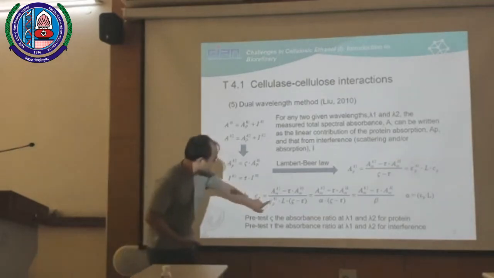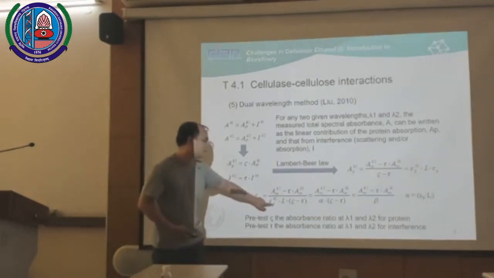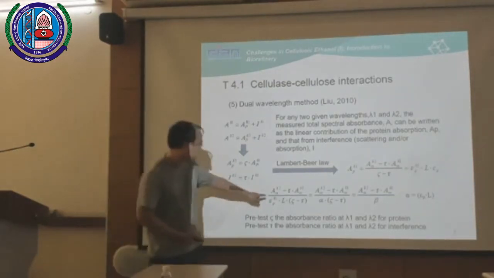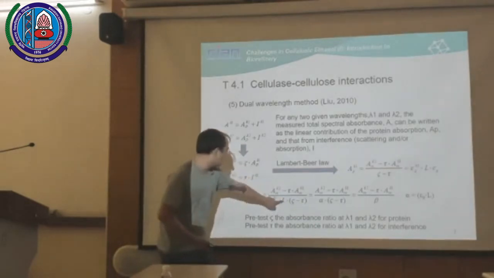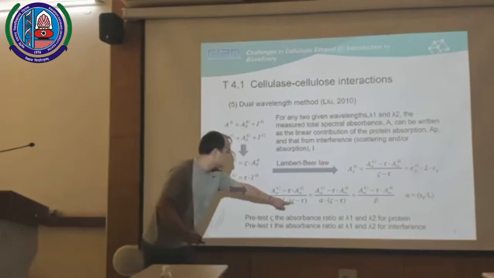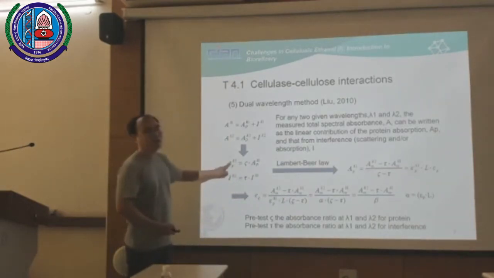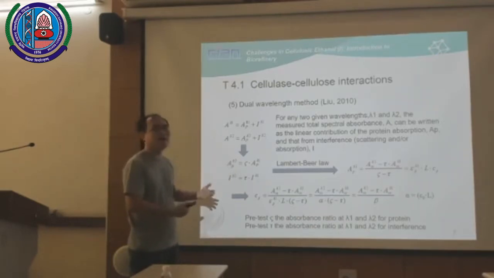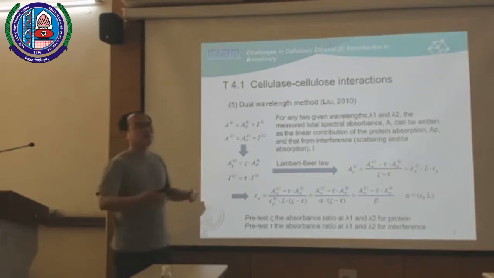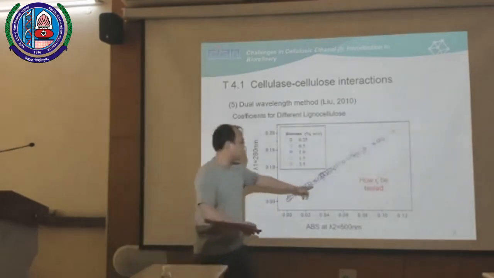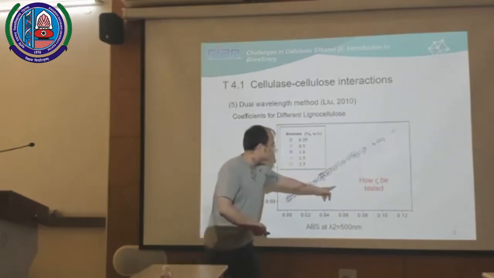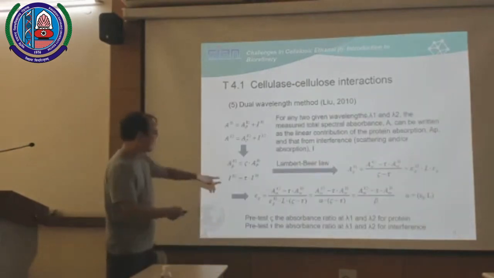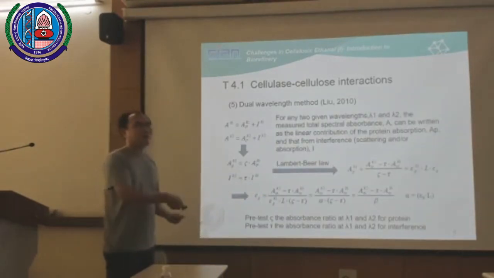For example, this one is the epsilon coefficient of protein. We can test it using a pure enzyme. And for zeta and tau, we can test a pure one. For example, we test the cellulose without any enzyme. We can get a lot of spectra like this, and we calculate the slope. Calculating the slope, we get the coefficient. So all of the coefficients we can predetermine.